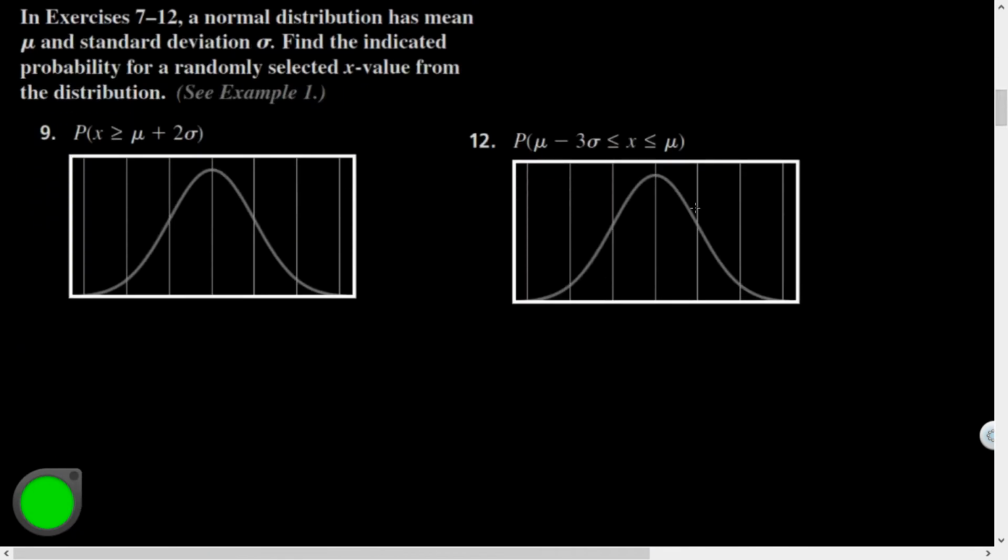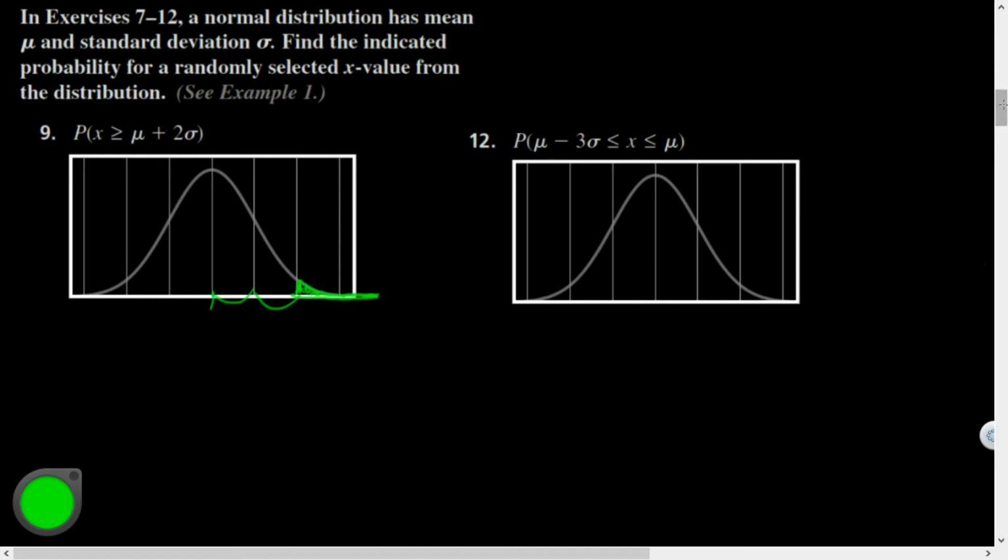Let's take a look at some of these other ones. I think I've got 4 more problems to look at. All right. So the following says, normal distribution. It's got a mean of mu and a standard deviation of little sigma. Find the indicated probability for a randomly selected value of x from the distribution. So this p is referring to probability. Find the probability that x is bigger than or equal to the mean plus 2 standard deviations. So here's my mean, 1, 2 standard deviations. I would be looking for everything greater than this all the way out to infinity. Okay? Is what I'd be looking for.